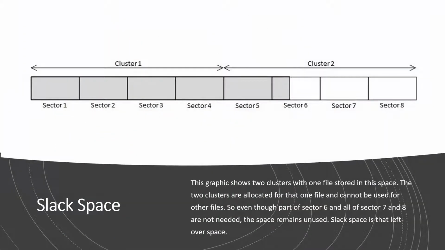This graphic shows two clusters with one file stored in this space. The two clusters are allocated for that one file and cannot be used for other files. So even though part of Sector 6 and all of Sectors 7 and 8 are not needed, the space remains unused. Slack space is that leftover space.